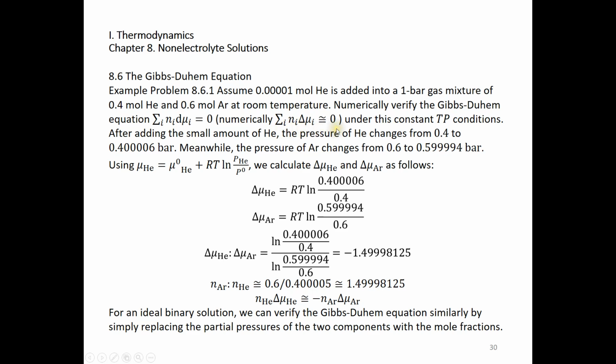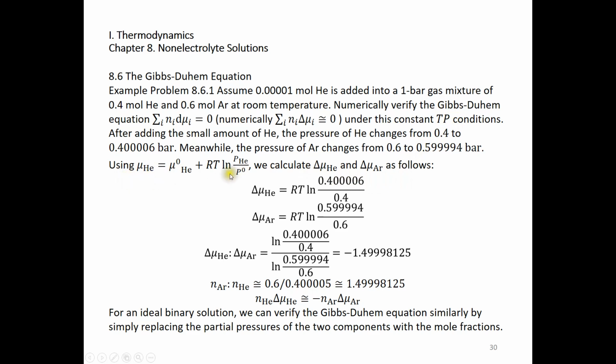We just need to numerically verify this under the constant temperature and pressure condition. After adding the very small amount of helium, the pressure of helium changes from 0.4 to 0.400006 bars. Meanwhile, the pressure of argon drops from 0.6 to 0.599994 bars. It's because by adding helium into this system, we increase the mole fraction of helium and decrease the mole fraction of argon. And the total pressure is still 1 bar.